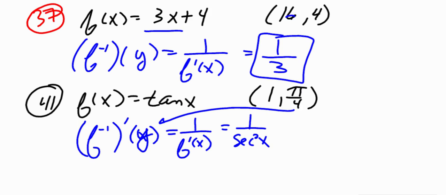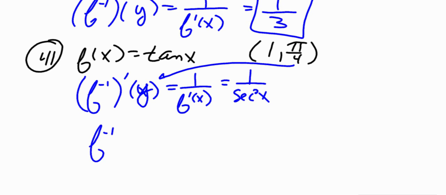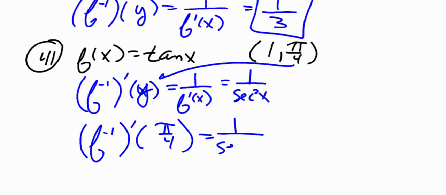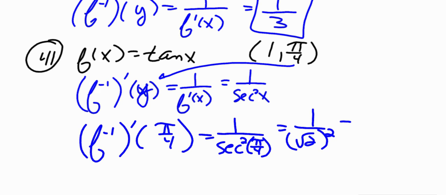So from here, I'm going to say the inverse function's derivative at pi over 4. Remember what secant of pi over 4 is? It's the square root of 2, and it's going to be squared. So I really have the answer of 1/2.